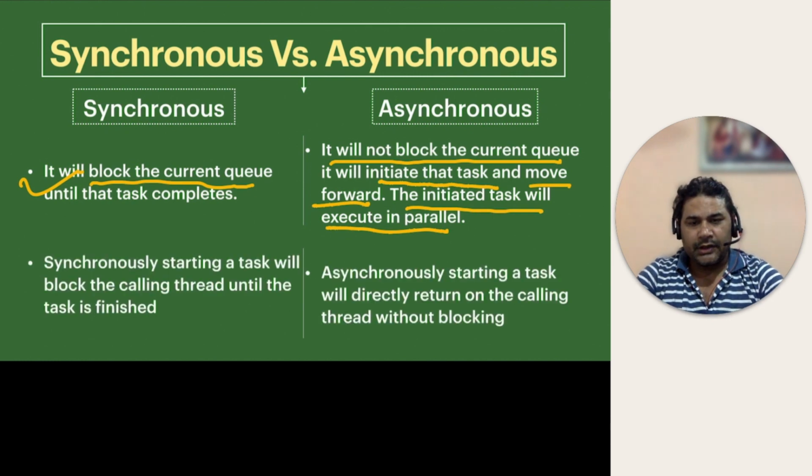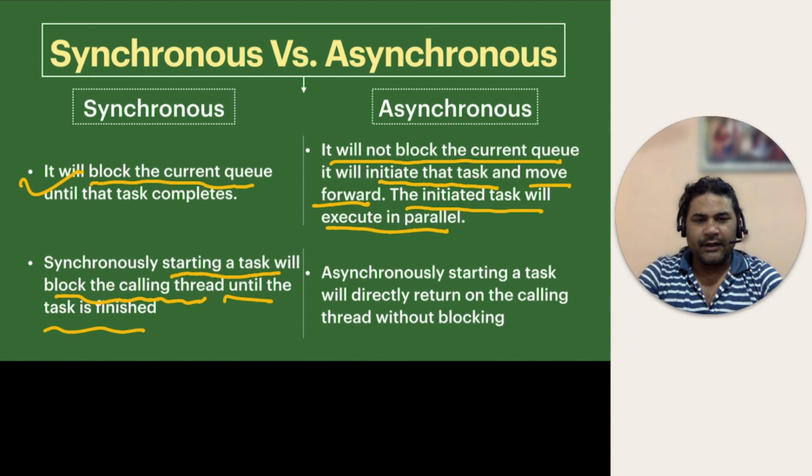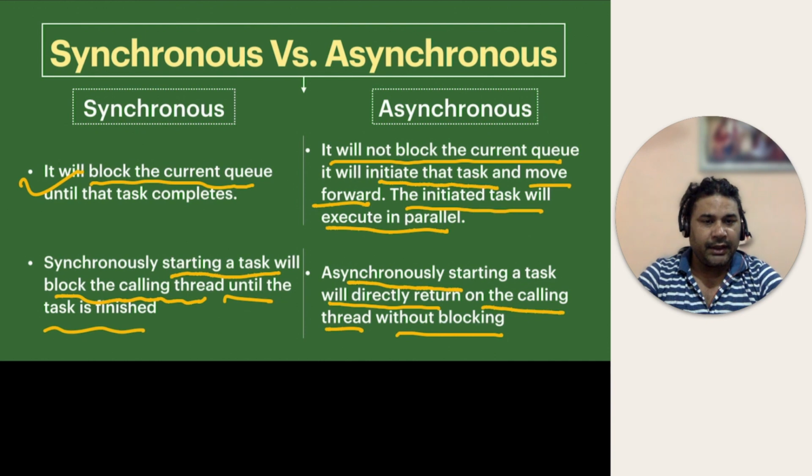Synchronously starting a task will block the calling thread until the task is finished. So the meaning is the same: it will not execute the next task until the current task finishes. Asynchronously starting a task will directly return on the calling thread where we are calling, without blocking. So it will not block the thread. It will return on the calling thread and call the other thread. The meaning is the same: it will not block the current thread, and it will move on to the next thread.